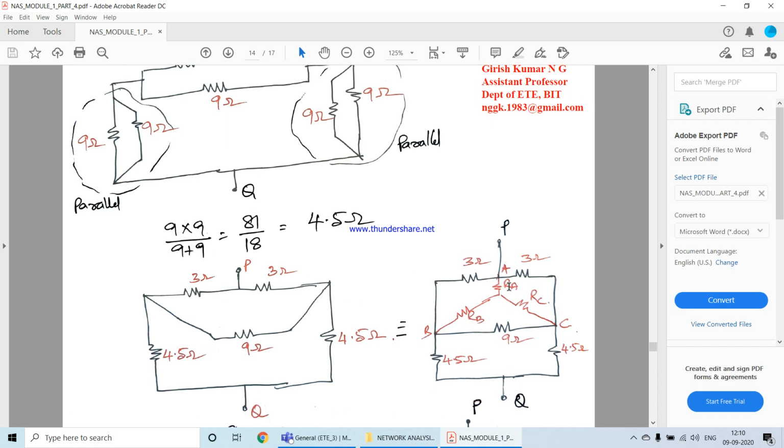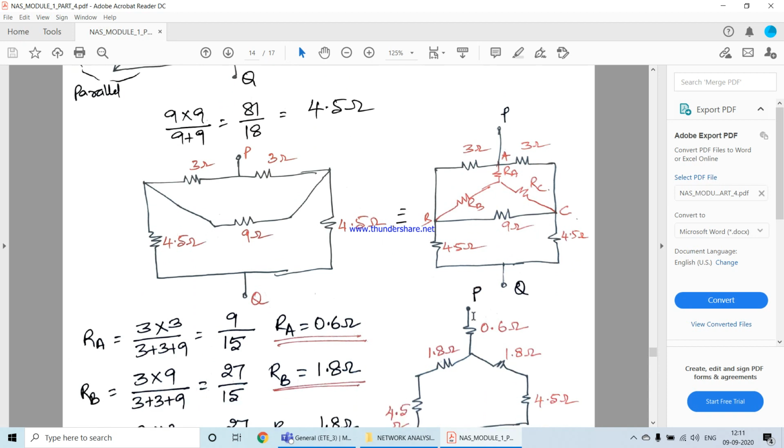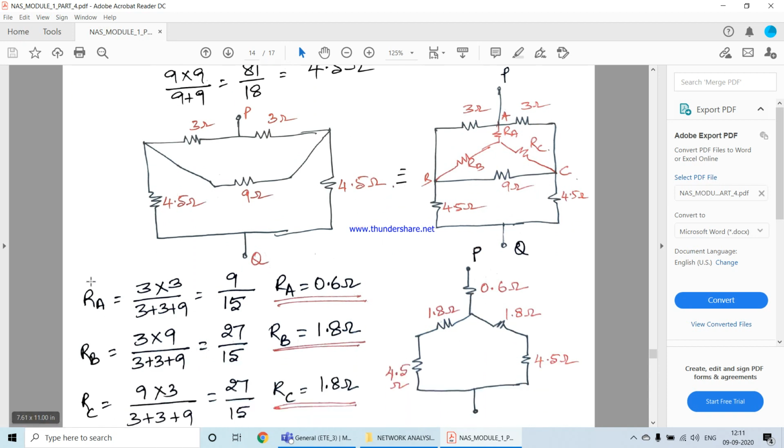RA will be equal to the multiplication of two adjacent resistors. 3 and 3 are the two adjacent resistors for RA. Therefore 3 into 3 divided by 3 plus 9 plus 3. So 3 into 3 divided by 15, which is 9 by 15, which is 0.6 ohms.